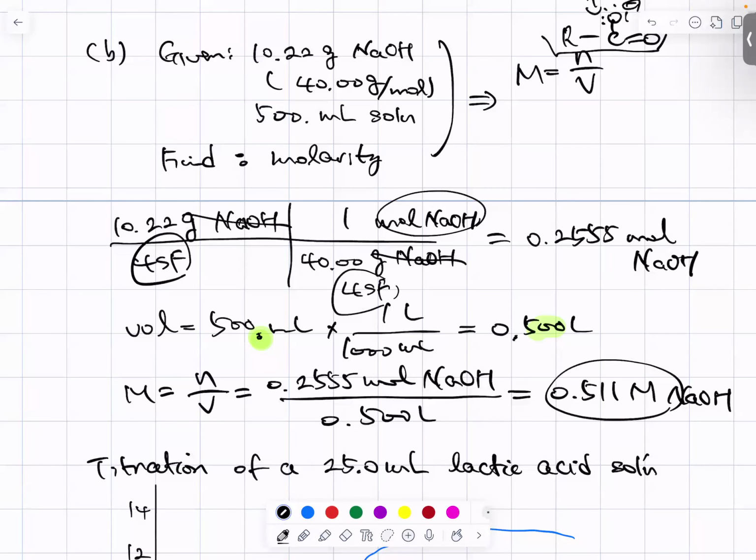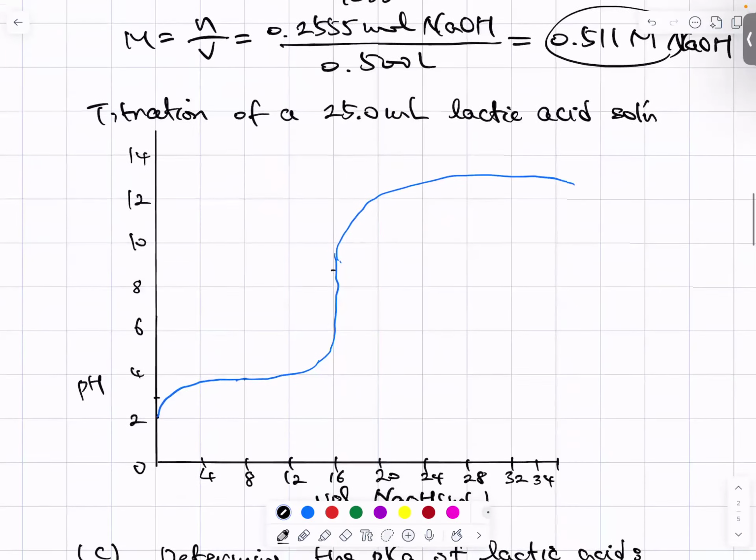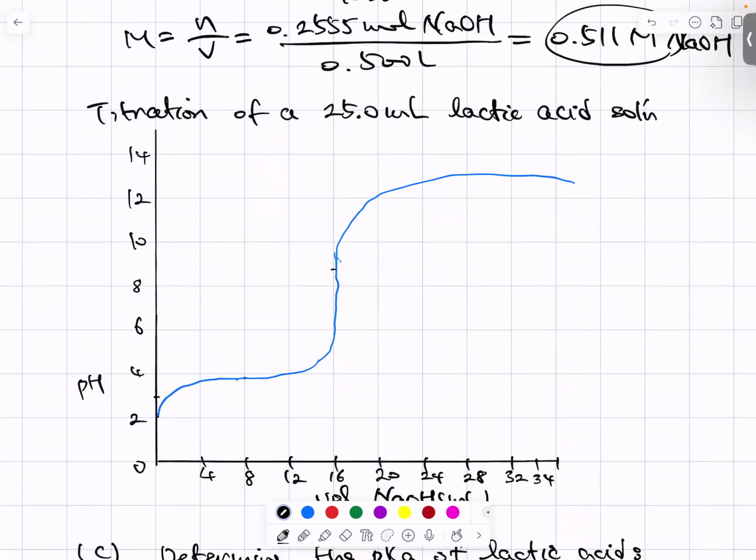After the titration, we were able to construct a titration curve. The titration of 25 ml lactic acid solution looks like this. So we need to first identify the equivalence point. Please note that the equivalence point is where the pH is abruptly increasing from low to high. So the middle of this value, around here, is the equivalence point.